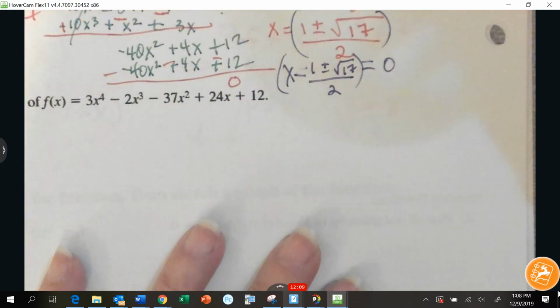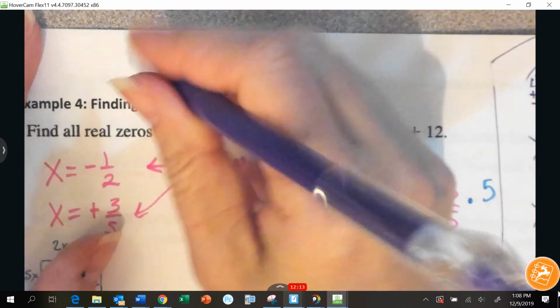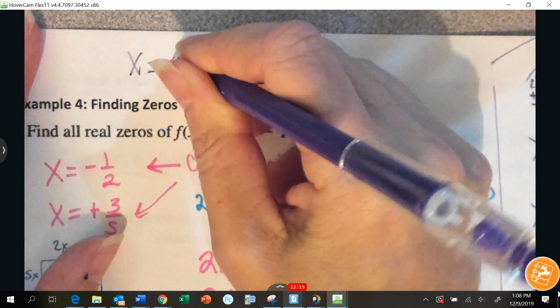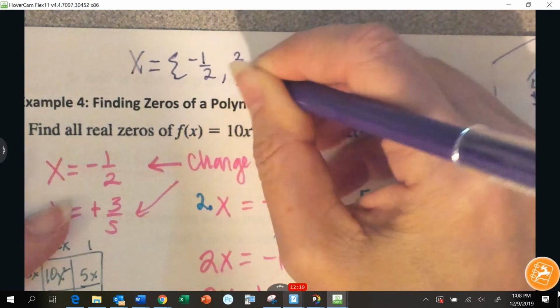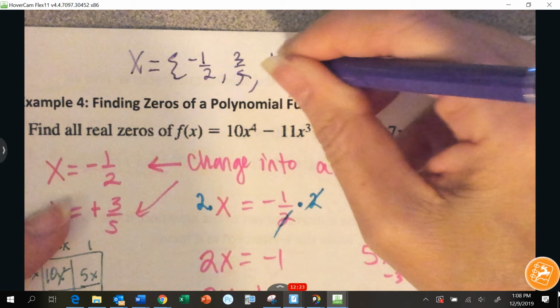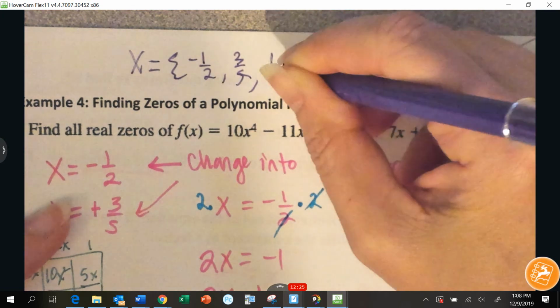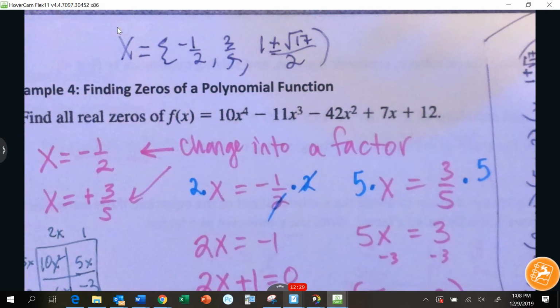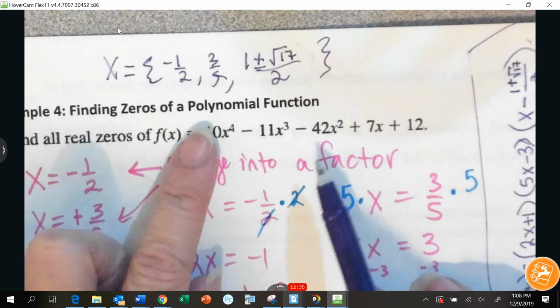Well, what's it asking? Find all the zeros. So I wrote the factored form. The zeros would be x equals negative 1/2, positive 3/5, and then 1 plus or minus square root 17 over 2. Did I record? Oh, I am. Okay. That would be the zeros.